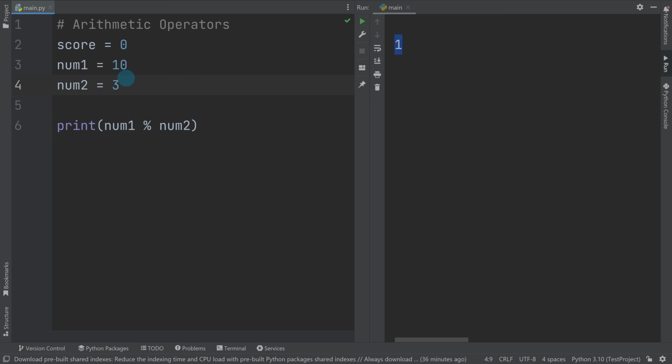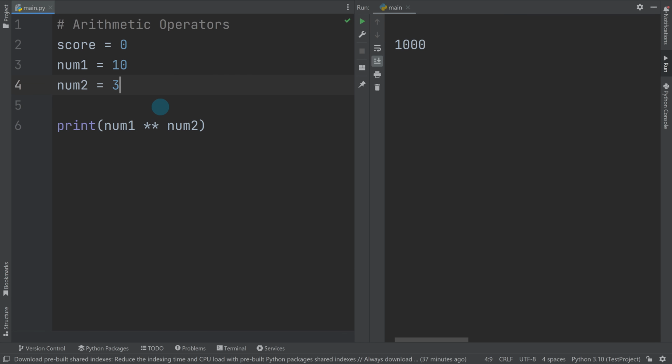There's a couple of others. So there's exponentiation, which is double times. So this is when you want the exponent. So you could do 10 times 10 times 10 effectively, because 10 to the power of 3 is 10 times 10 is 100 times 10 is 1000. So that can be useful.